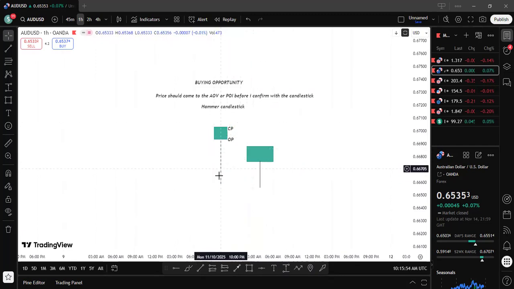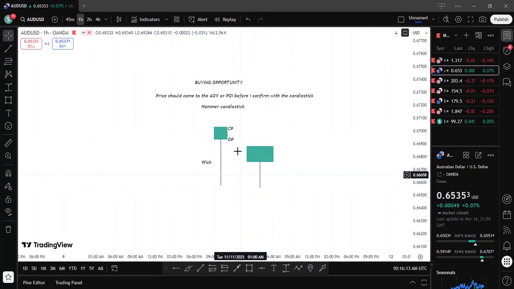So where's the wick? This is the wick, a long wick. So you see the body with a long wick. This part will be the wick. And we use the wick to determine whether it's a hammer or another candle. So here, there's the body, opening price, closing price, and a long wick over here.